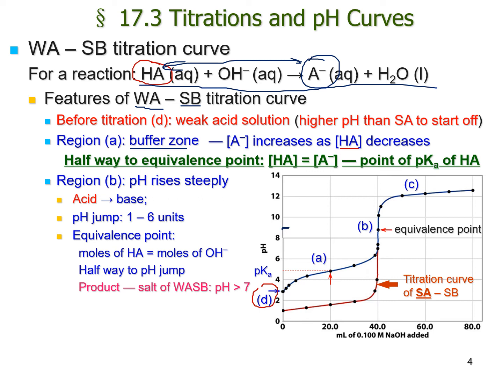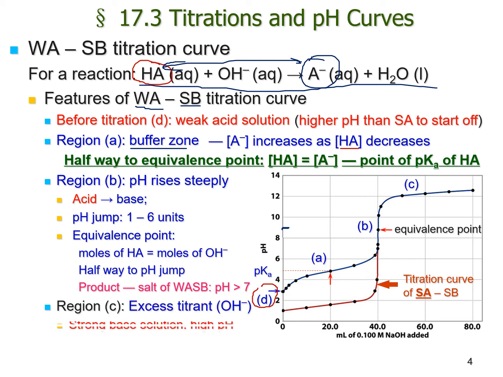So there's additional information we can get from this titration curve. And region C is where the strong base is. Of course, it's going to follow the discussion that we had previously. So pH is going to be high, and it gets higher slowly.